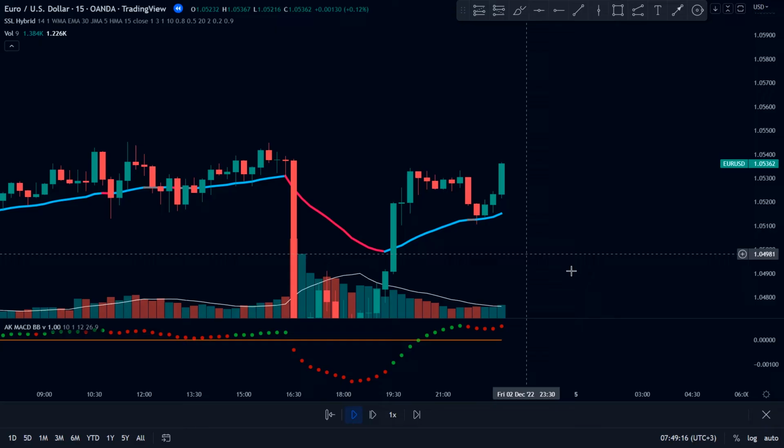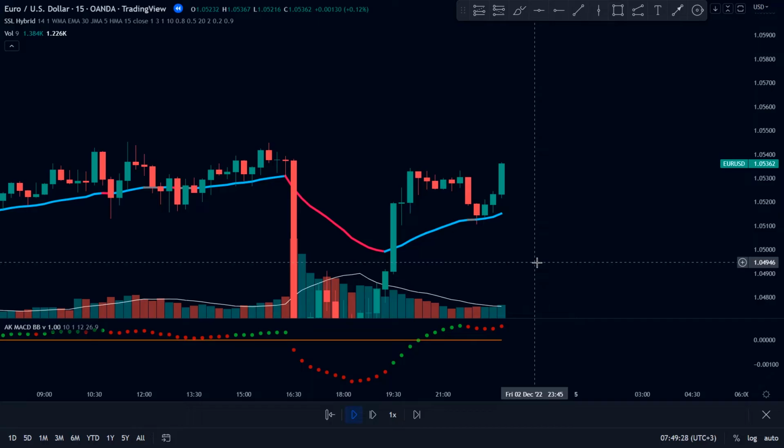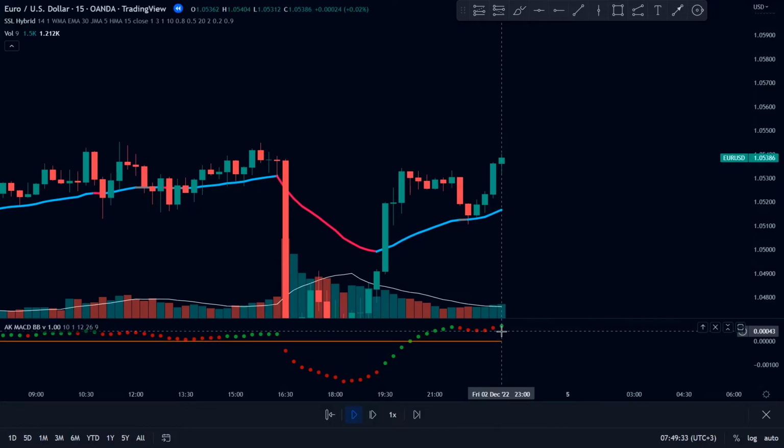The third condition is to wait until the dots of this improved MACD change color from red to green while still being above the zero line. Lastly, we make sure that the volume bar of the volume indicator is above the moving average. All these conditions are met on this candle, so we enter a long trade.